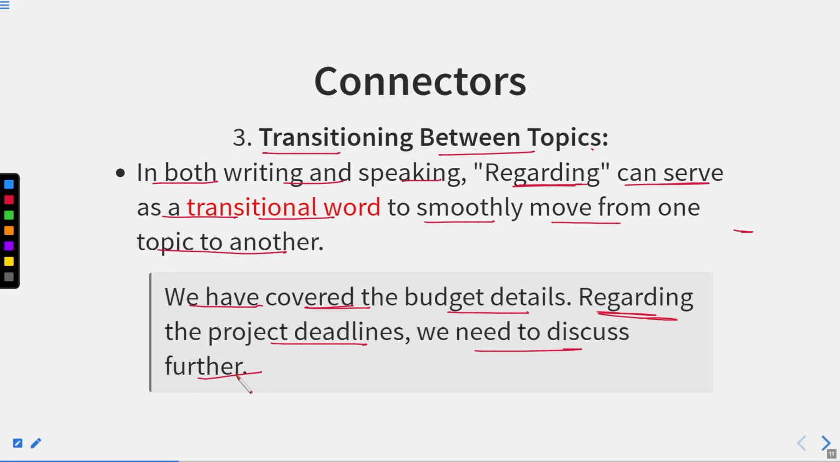Okay, we have covered the budget details. This is one thing. But regarding project deadlines, we need to discuss further. It means something has been discussed earlier, but something has to be discussed regarding the project deadlines. Now what we are going to discuss in future will be regarding project deadlines. We will not discuss anything else in the discussion later on.